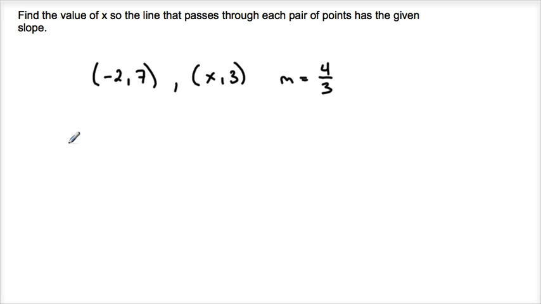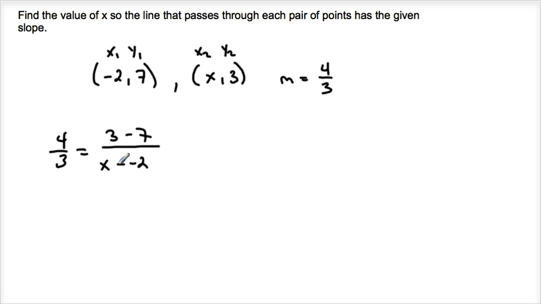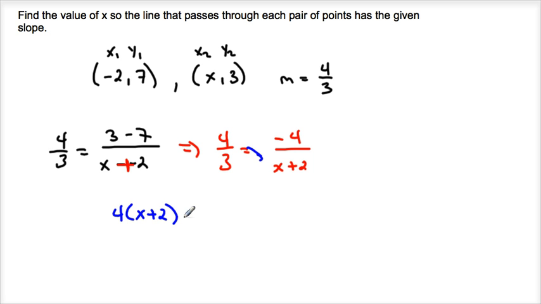So (-2, 7), (x, 3). Again, I have 4/3 equals, and again if you want to label, x1, y1, x2, y2, so I have 3 minus 7 all over x minus -2. Combine these, make a plus sign. So this is rewriting this: 4 over 3 equals -4 over x plus 2. Be careful here, 3 minus 7 is negative 4. Cross multiply. So this is 4 times the quantity x plus 2 equals 3 times negative 4, negative 12.